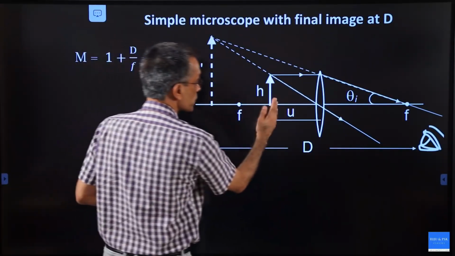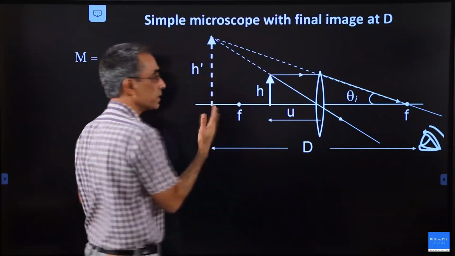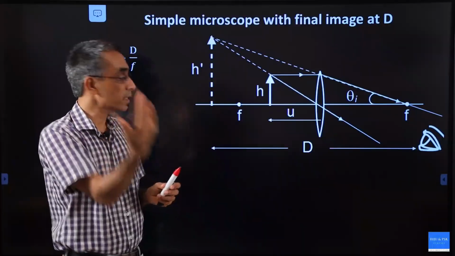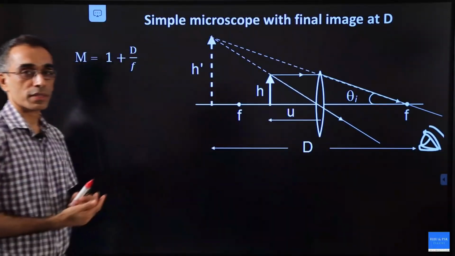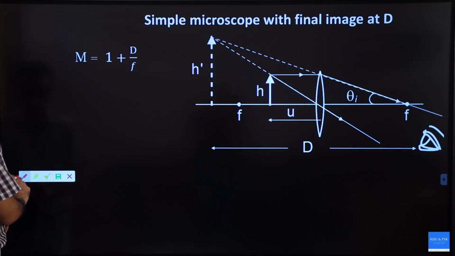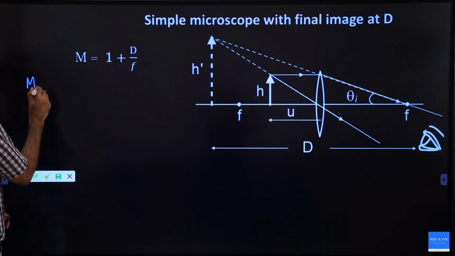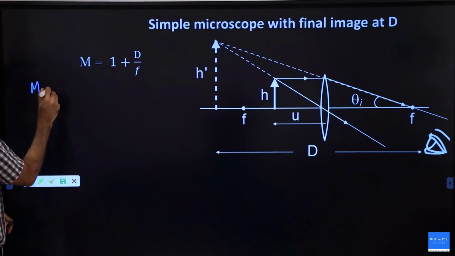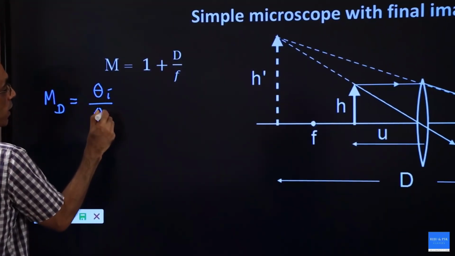We adjust the position of the object such that the final image is seen in the largest size. When it is seen in the largest size, this distance equals the least distance of distinct vision. What we want is the magnification. And what is the definition of our magnification? Magnification when the final image is at D is defined as theta of the image by theta of the object.